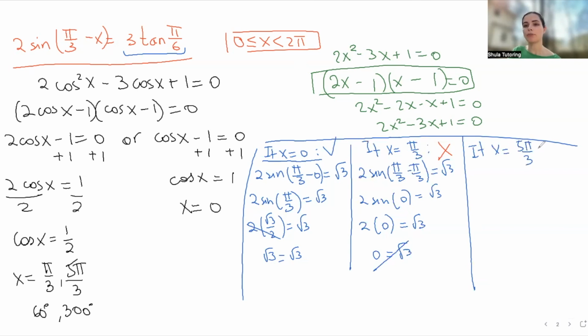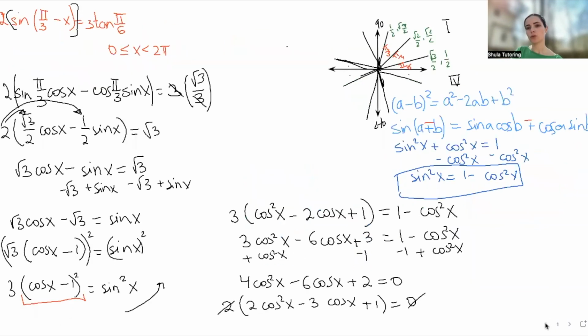It should work, but let's check just in case. If x is equal to 5 pi over 3, 2 sine pi over 3 minus 5 pi over 3 is equal to square root of 3. 2 sine of negative 4 pi over 3 is equal to square root of 3. What is negative 4 pi over 3? First of all, let's look at our unit circle. So first of all, what is negative 4 pi over 3? So negative 4 pi over 3 is a negative 240 degree angle.